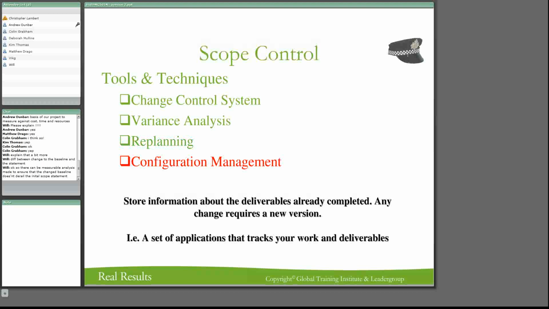It's a set of applications that allow us to track our work in deliverables. That's what those are.